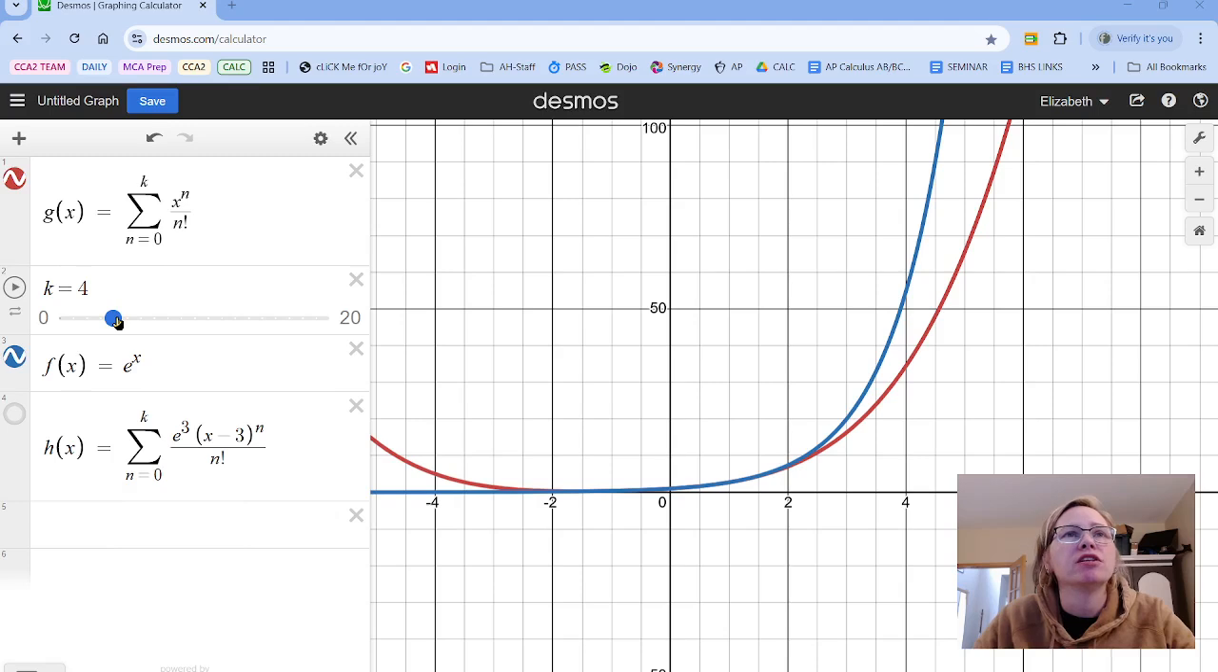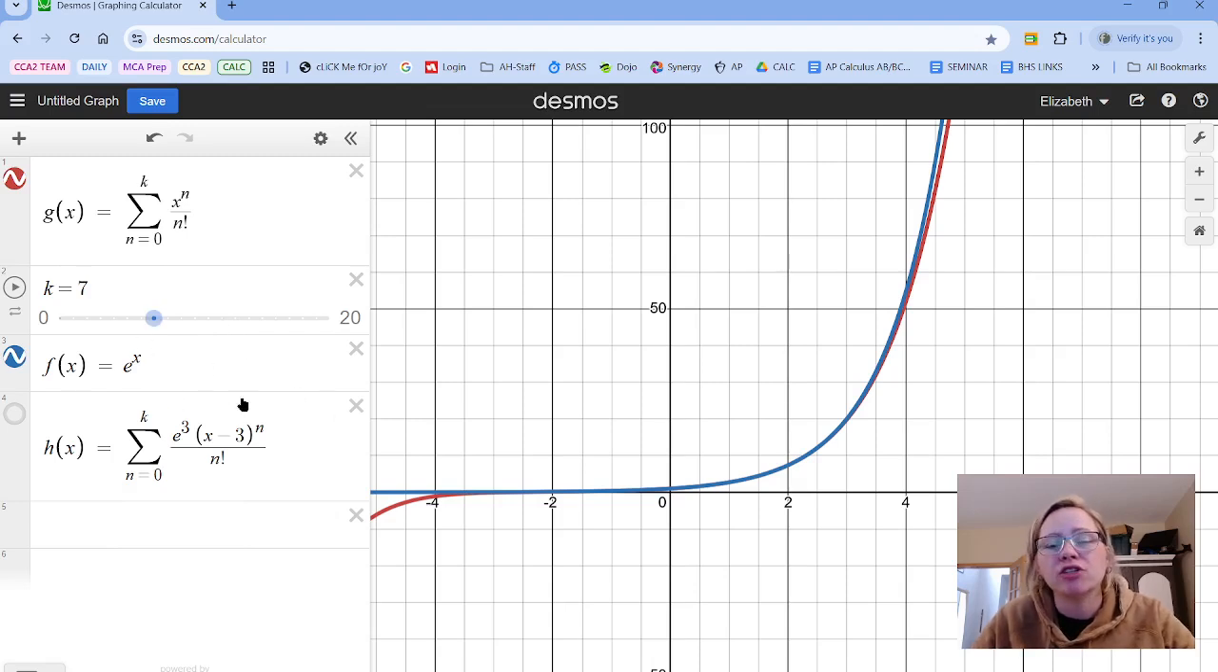Now, if I add terms, right now I've got k equals 4, so I've got 5 terms, because remember, k starts at 0. And the more terms that I add, we can see that our Taylor series, or our Maclaurin series, lines up beautifully with that function e to the x. We say it converges to that function.